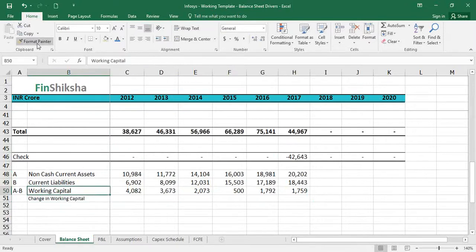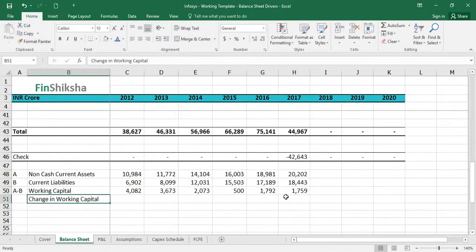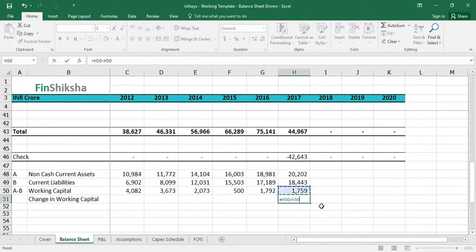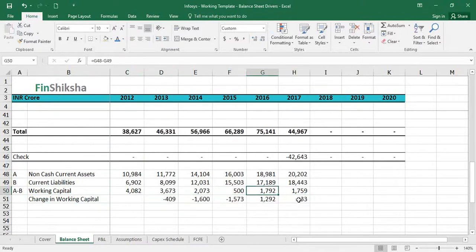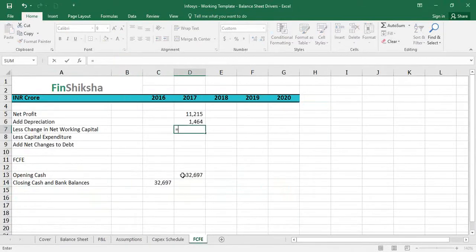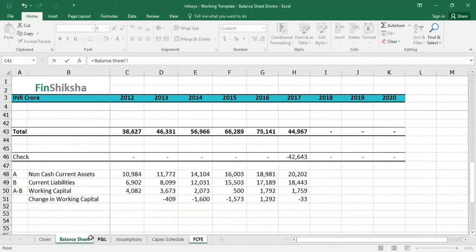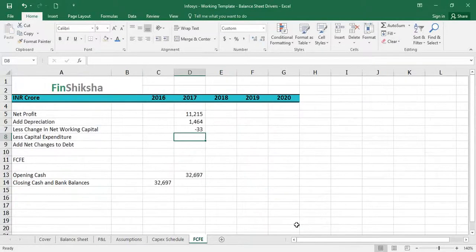Let's just put the font size as the same. The change in working capital is this year number minus the last year number. And we drag it back. And again, we kind of format it. Let's increase the font size. That's my change in working capital that I find. I can just link it here in my FCFE straight away. What's the change in working capital? Balance sheet minus 33. That comes here.